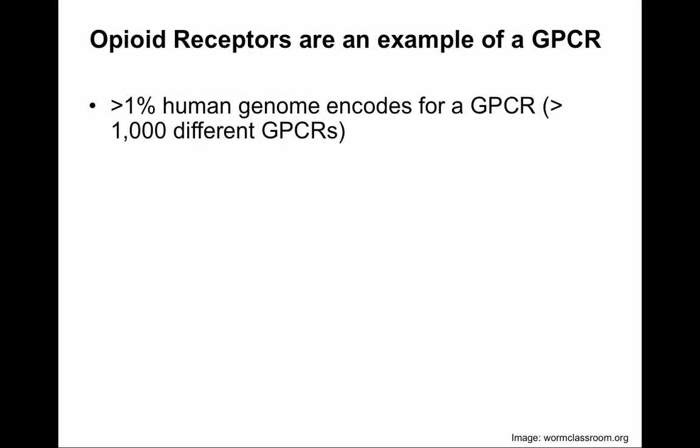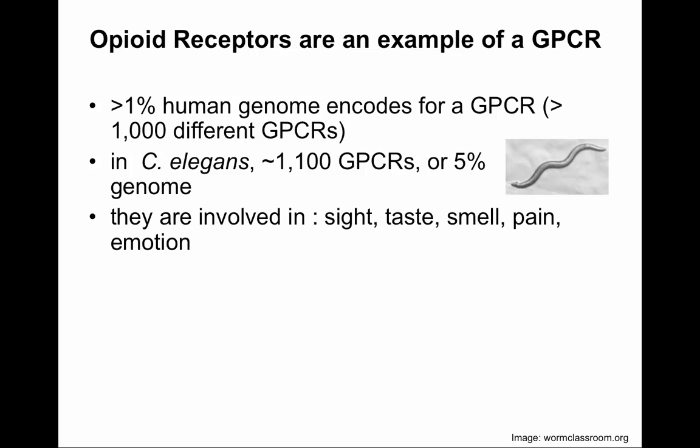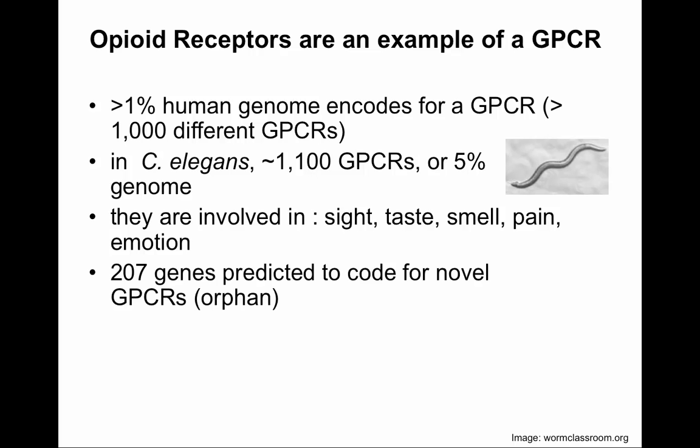The opioid receptors are examples of a GPCR, or G-protein coupled receptor. The GPCRs are a very large group of receptors that are found throughout the evolutionary tree, from worms to humans. In humans, there are over 1,000 different GPCRs consisting of over 1% of the entire genome. The GPCRs are involved in many functions including sight, taste, smell, pain, and emotion.